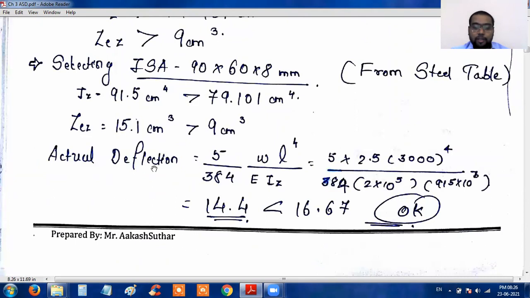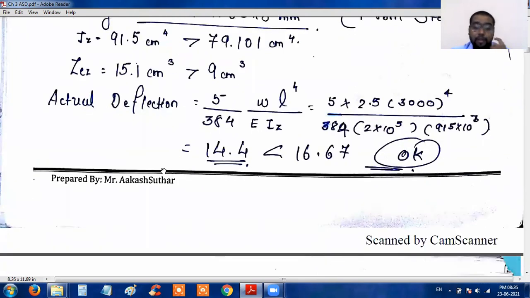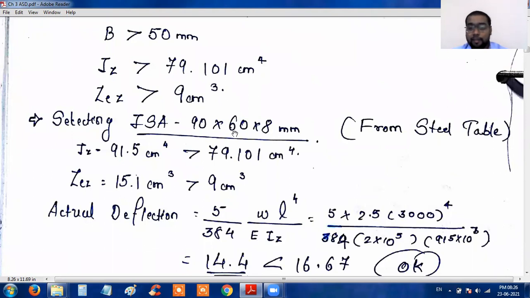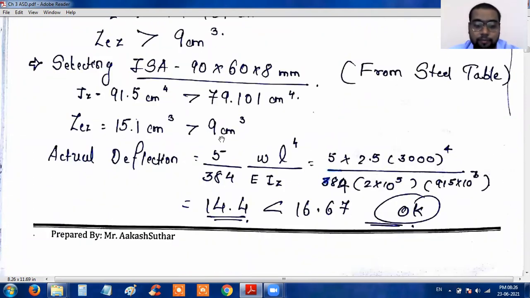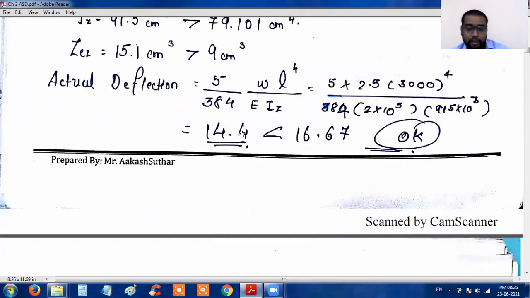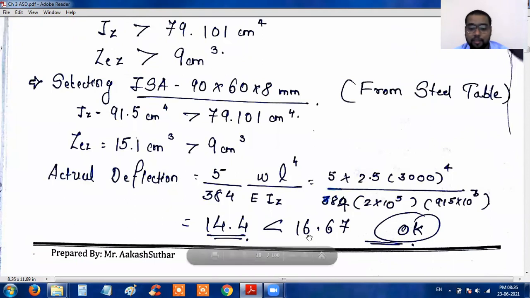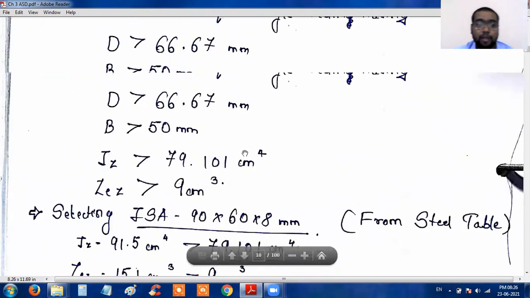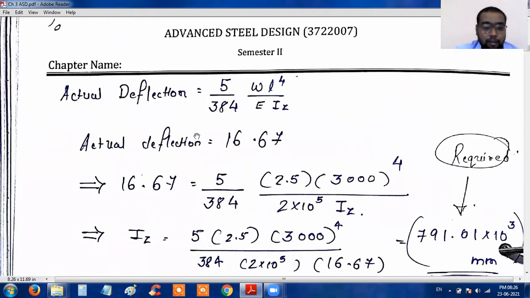Okay. Deflection, then we have to find again the deflection for that angle section. That is 5 upon 384 WL raised to 4 upon E into Iz. Put all the values for this angle. And the value is 14.4. That is less than 16.67 that we calculated earlier. Here, actual deflection.